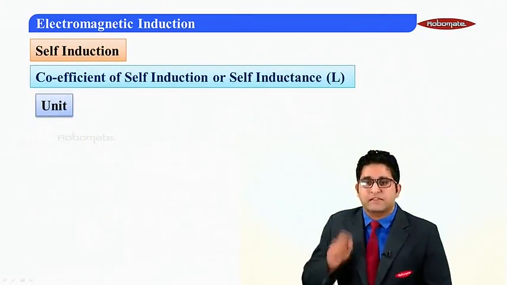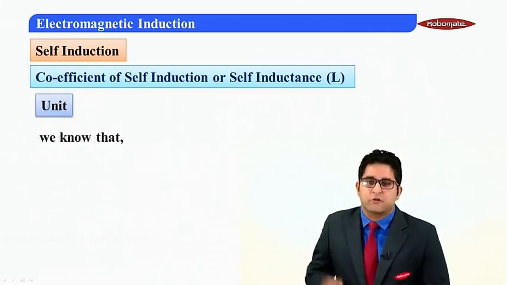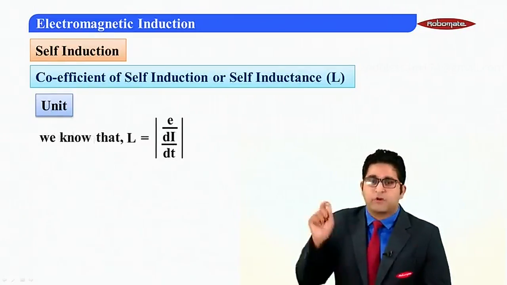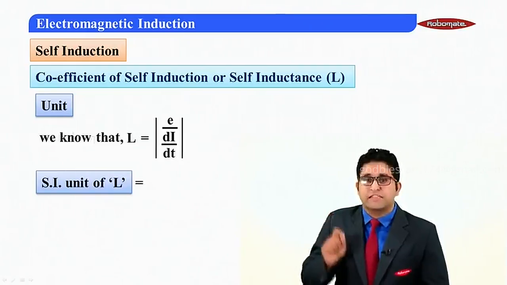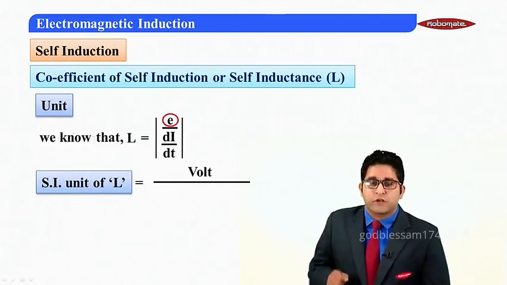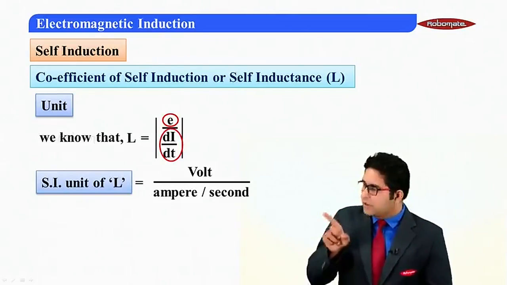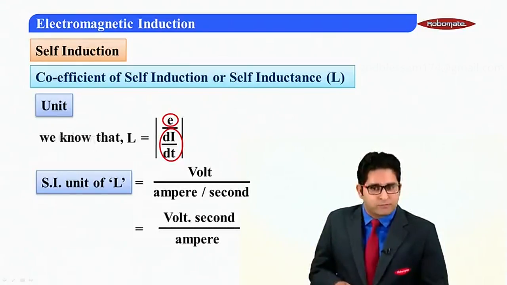Now let us move further and write down the unit. Now we know the basic relation. What is the basic relation? L is equal to mod of E upon di by dt. What is E? E is the induced EMF. So what is the unit for it? The unit for it is volts. And what is the unit of di by dt? The unit of di by dt will be ampere per second. Now this second will go upstairs. So what will I get? I'll get volt second upon ampere.